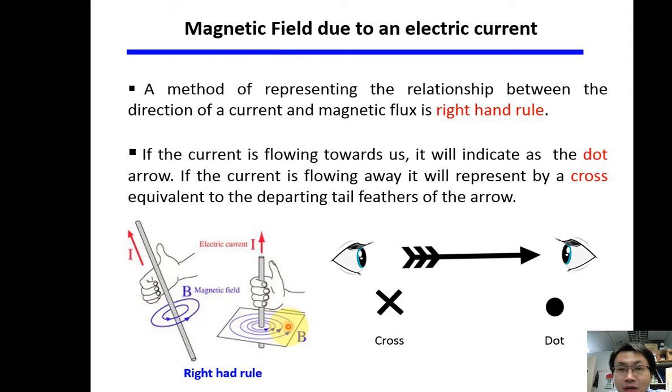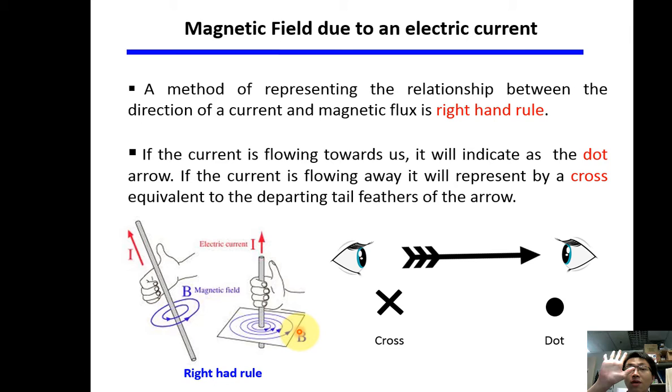But how can we determine the value and the direction? We actually use the right-hand rule. It is a method of representing the relationship between the direction of the current and the magnetic flux.